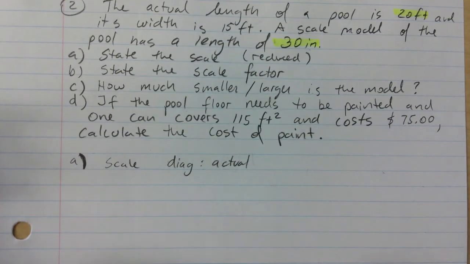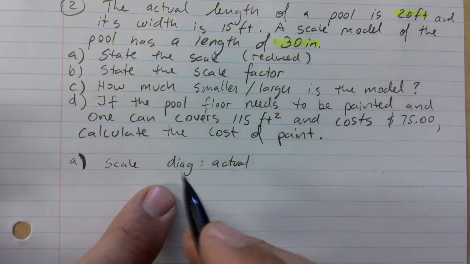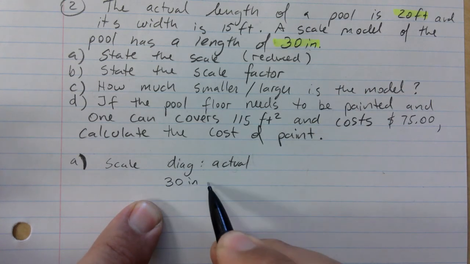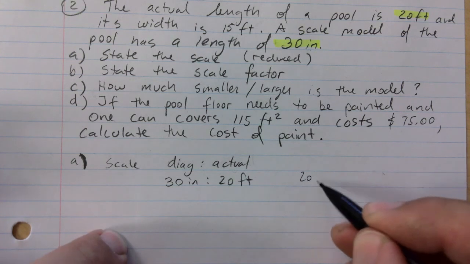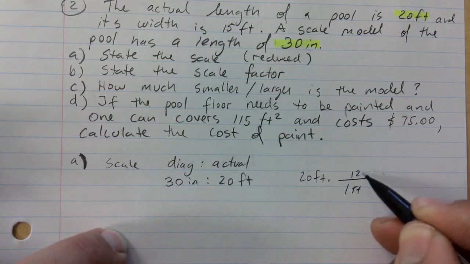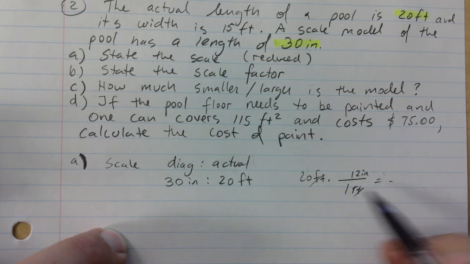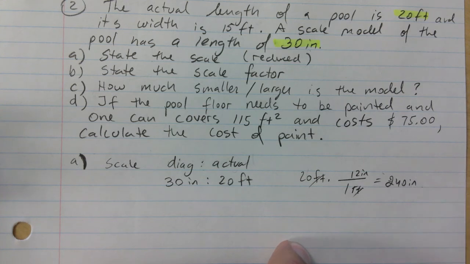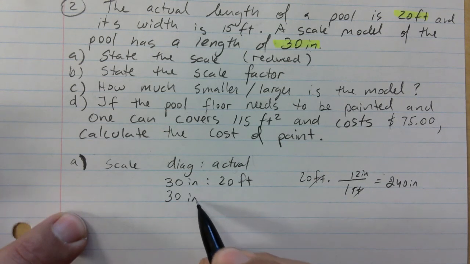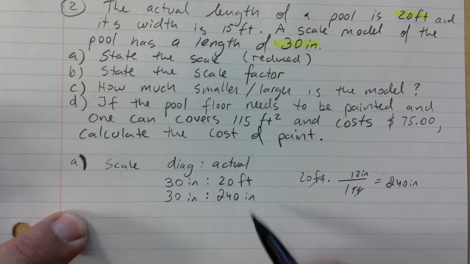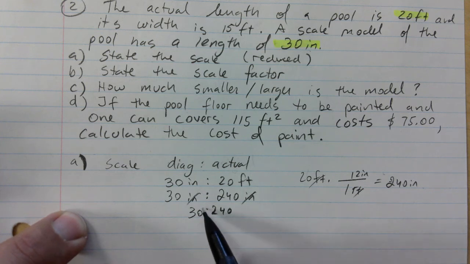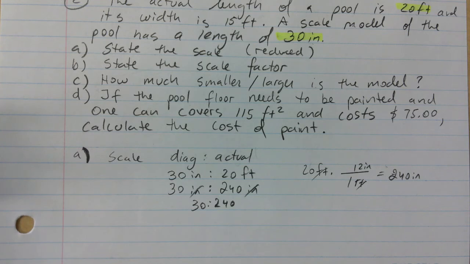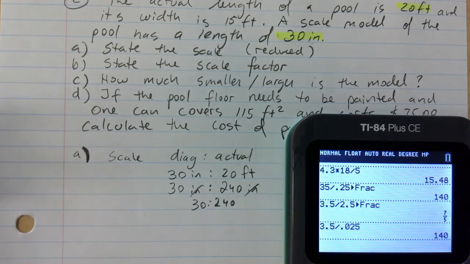Diagram actual, and so I'm gonna grab the length. The diagram has 30 inches, and the length is 20 feet. Units are different. I'm just gonna convert my 20 feet to inches quickly, and that is 240 inches. So 30 inches goes with 240 inches. Cancel, cancel. Sorry, whoever has the hiccups. 30 to 240. You can just leave it like that.